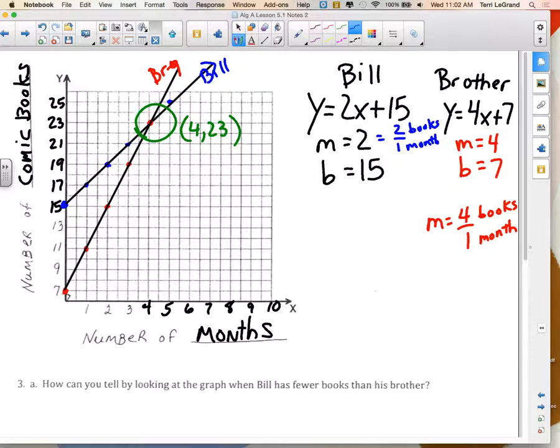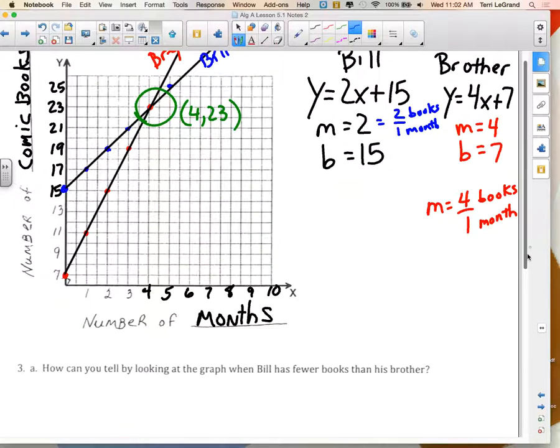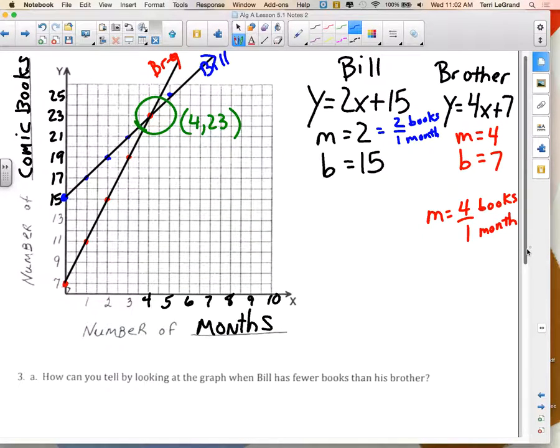Okay, so how can we tell by looking at the graph when Bill has fewer books than his brother? Because the brother's line is steeper. Okay, so the line is steeper. So when then in that steepness would we be saying that Bill has fewer books? Remember, books is on the what axis? The vertical or the horizontal? Vertical, so up and down. So you gotta think up and down when you're thinking of number of books, right?